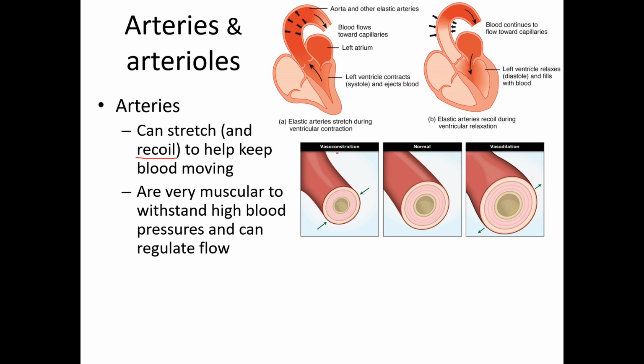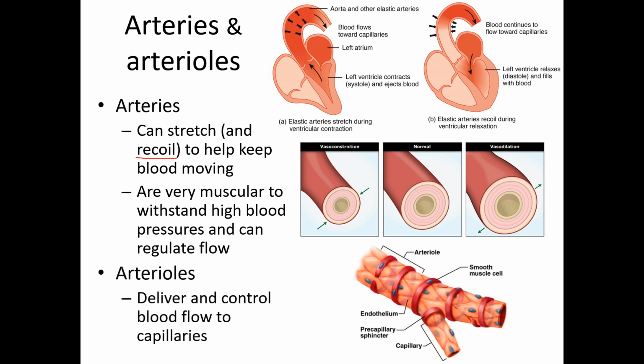Vasoconstriction over here in this picture means to get narrower, to constrict, like a boa constrictor tightens its prey. Vasodilation, to dilate, means to widen. That can affect blood pressure then. And branching off arteries, there are smaller vessels called arterioles that are involved in delivering and controlling blood flow going into the capillaries. And we have these precapillary sphincters we talked about before that are responsible for regulating that flow into the capillaries or constricting to prevent that flow.